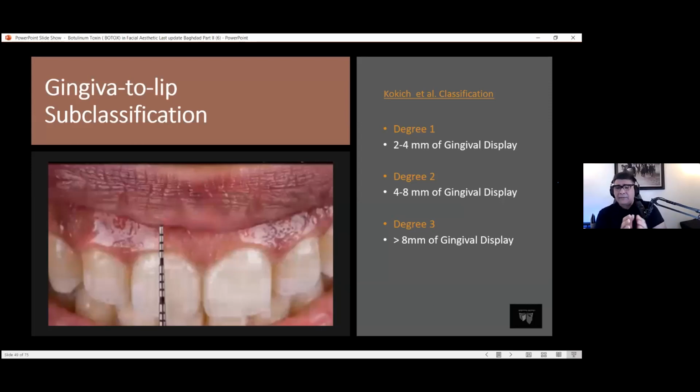So definitely, I have to play another game with the gummy smile treatment or botulinum treatment of the gummy smile, for example some kind of strip gingivectomy, gingivoplasty, or osseous surgery, especially with degree 3.